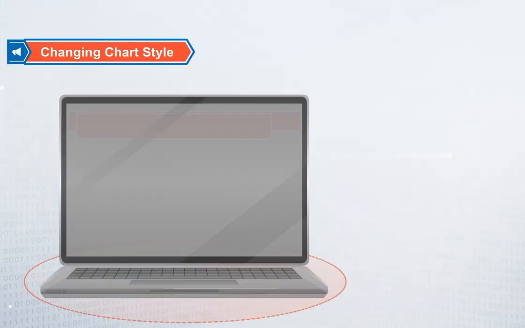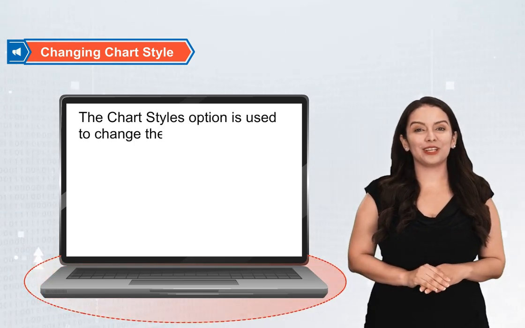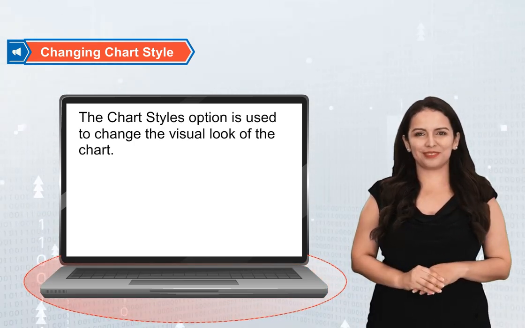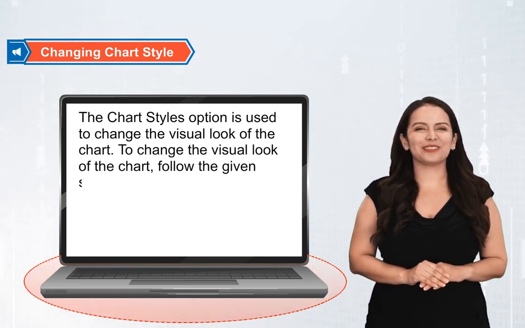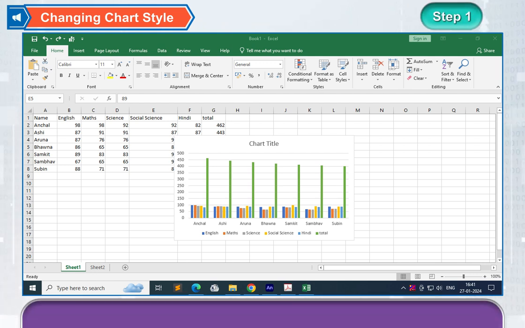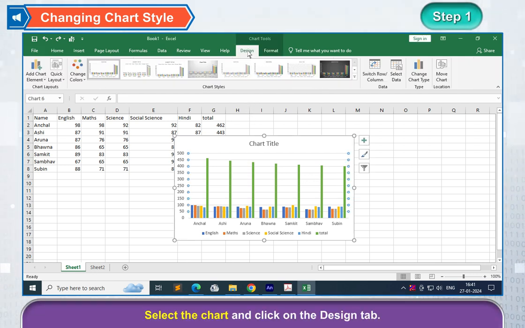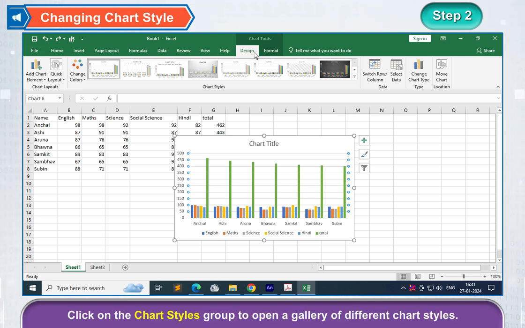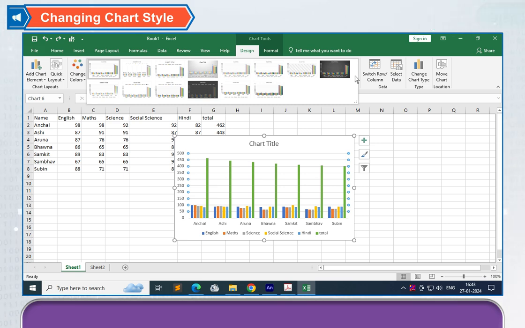Changing chart style. The Chart Styles option is used to change the visual look of the chart. To change the visual look of the chart, follow the given steps. Step 1. Select the chart and click on the Design tab. Step 2. Click on the Chart Styles group to open a gallery of different chart styles. Step 3. Click the style of your choice.